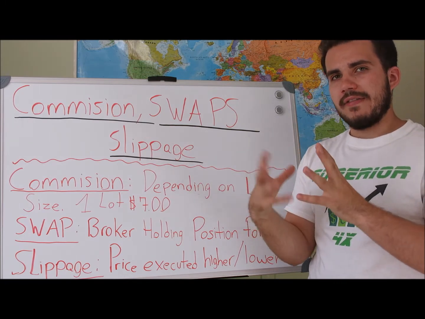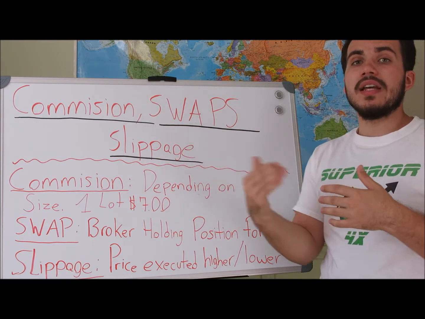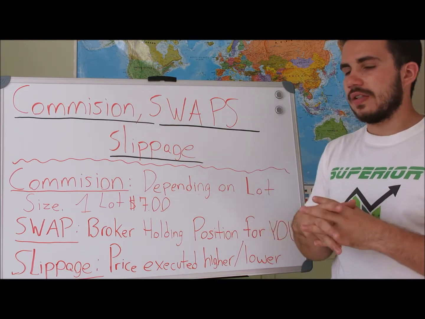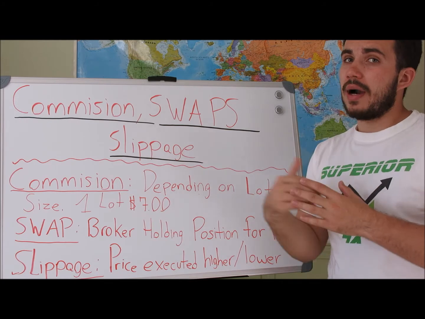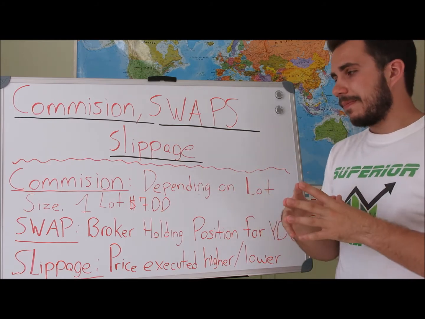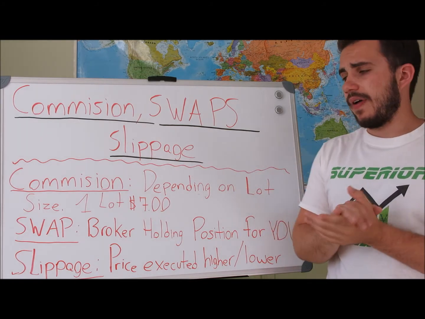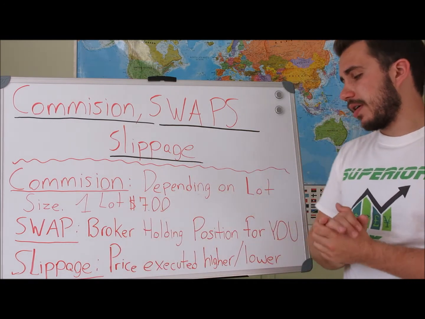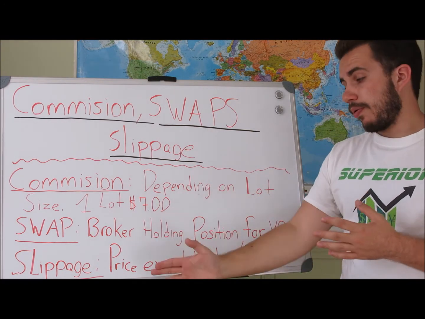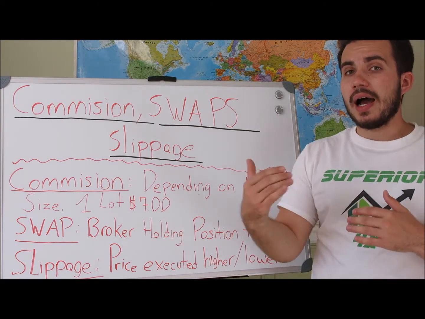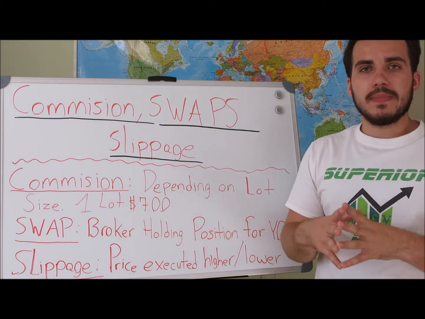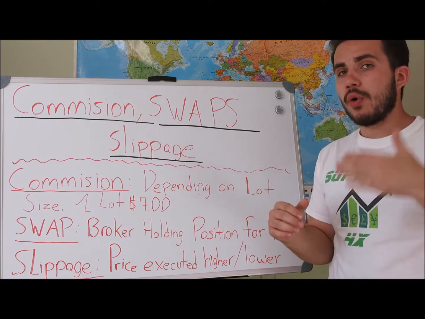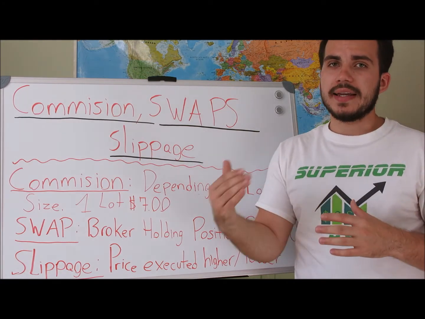Every broker varies a little bit from when they swap on that additional fee, but it's usually in between sessions, about a 24-hour period every day. Another very important factor that you want to take into consideration is slippage. It's basically price being executed higher or lower than your desired price where you wanted to execute. Now, slippage can work for you, but it could also work against you.